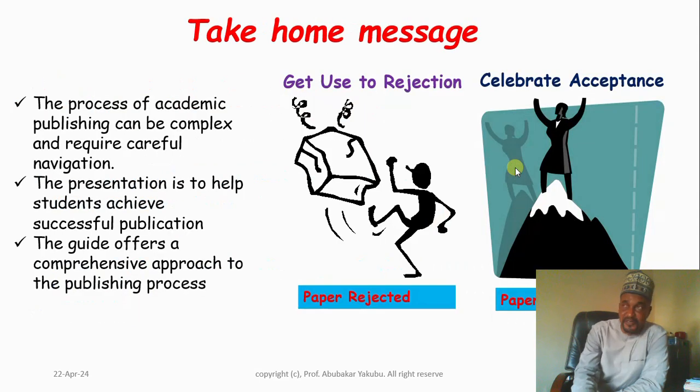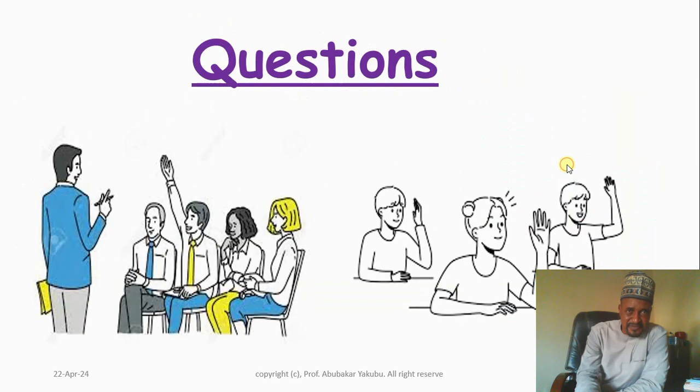Take home message for this discussion today. What is my take home message? Have it in mind that your paper may be rejected, but don't feel bad. It's an experience for you to get better. So what is my take-home message? The process of academic publishing can be complex and require careful navigation. The presentation is to help students achieve successful publication. The guide offers a comprehensive approach to the publishing process.